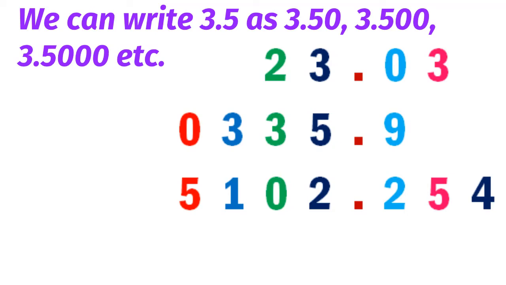For illustration, in the first decimal, that is 23.03, the number of digits to the right of decimal point is 2. In the second, that is in 335.9, it is 1. And in third, that is in 5102.254, it is 3. So, we have to put 1 zero to the right of first decimal and 2 zeros on the right of second. Now, all the given decimals have equal numbers of digits to the right of decimal point.